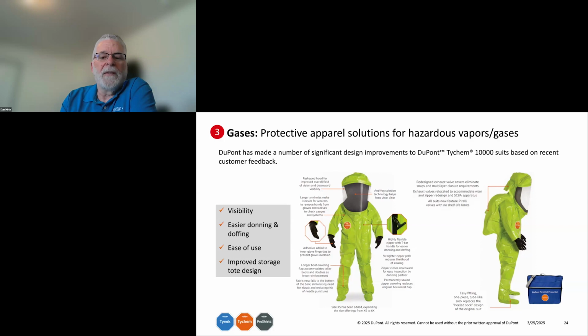We've also redesigned, it's a simple thing, but we've redesigned the tote bag. So it's a clamshell style now where it zips on 3 sides and completely opens up so that you can put that suit back and store it a lot easier than our old design was.